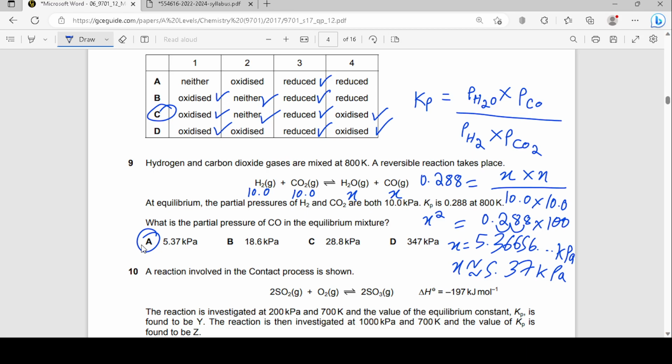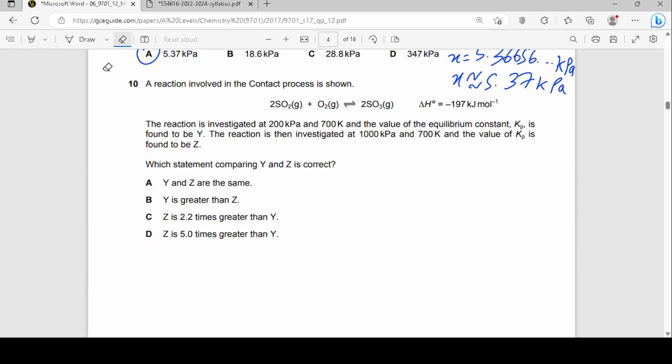Okay. And again, in the question, they gave you the values in kilopascals, like 10 kilopascals, so that's why I didn't convert anything. And even in the answers, they're asking you for kilopascals, so it should be fine, really. Okay, and yeah, next question.